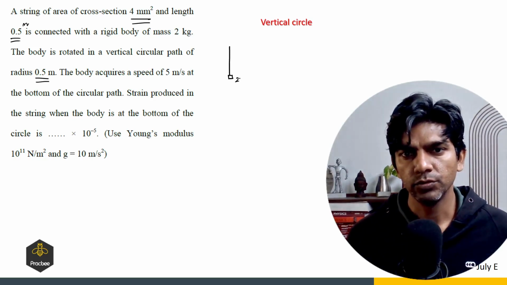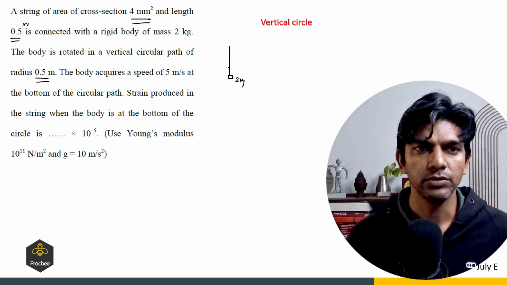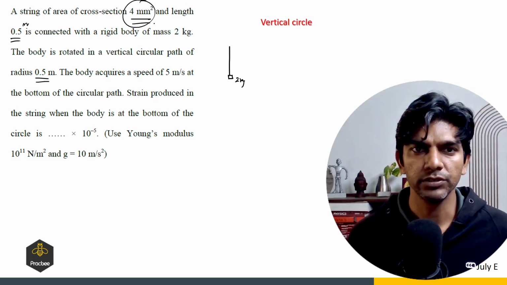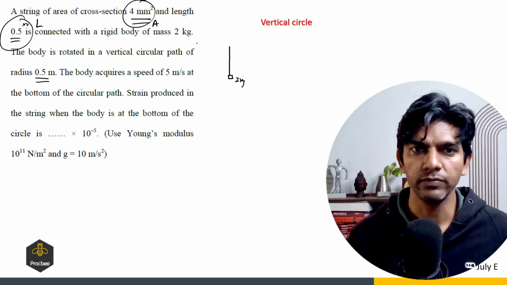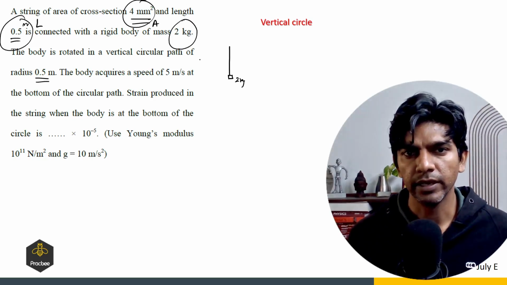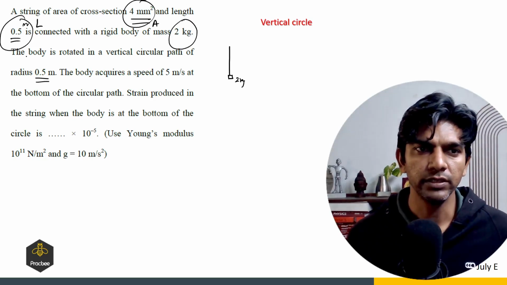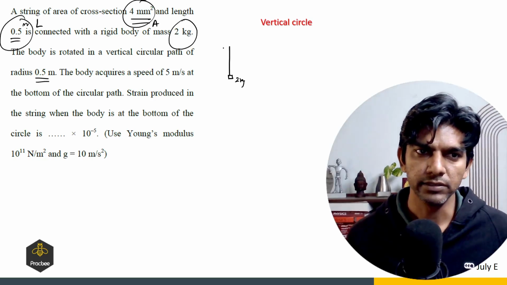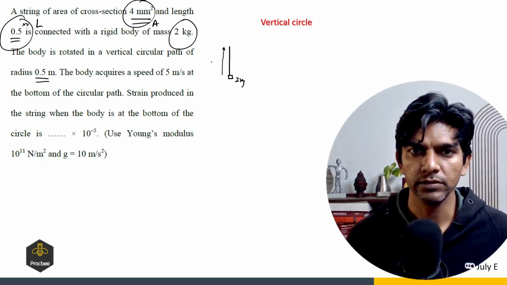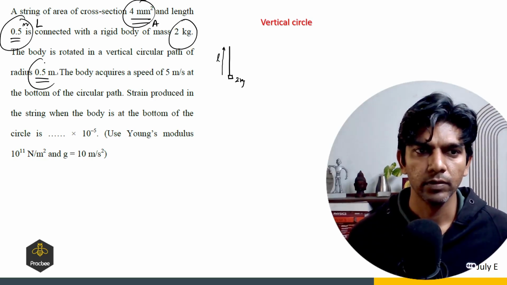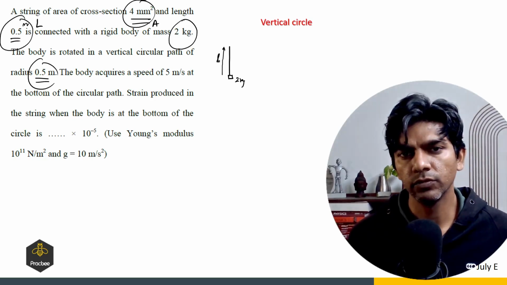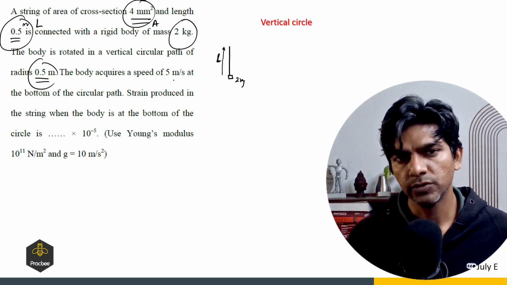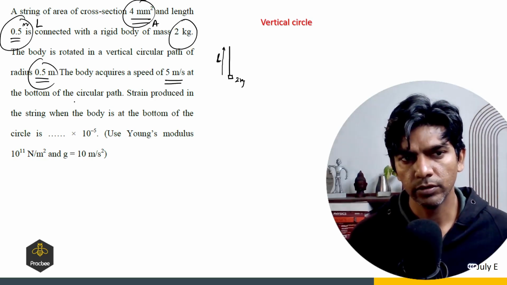So there is a mass of 2 kg attached to a string having a cross-sectional area of 4 square millimeter. The length of the string is 0.5, so this is L only. The body is rotated and acquires a speed of 5 meters per second at the bottom of the circular path.